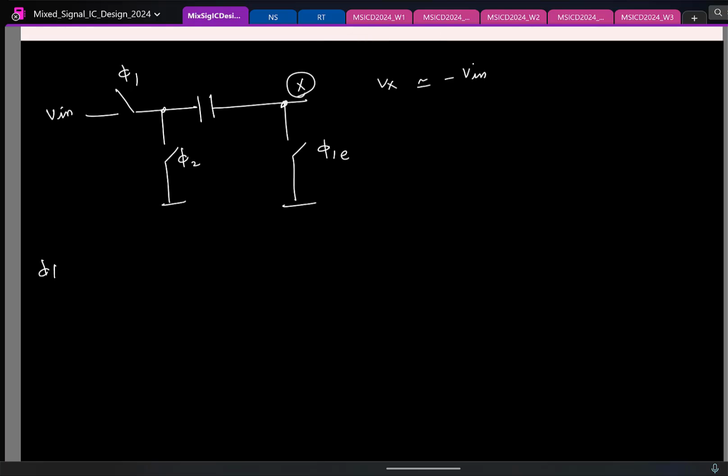So let me draw. In phi 1 we have a case like this. To put it in words, phi X must be on and phi 1 is off, right? Both of them are off. The M1, phi 1 and phi 1. Phi and phi are off. That's what we are doing. That's why we are doing this non-overlap clocks.